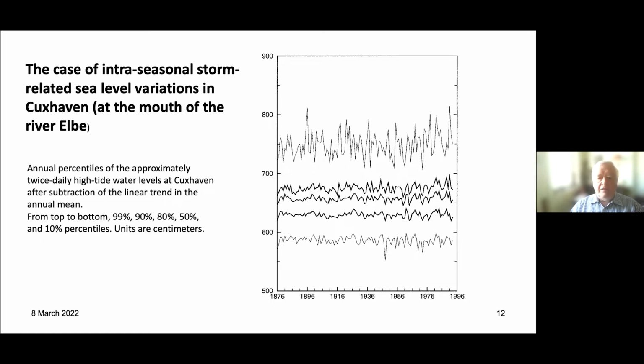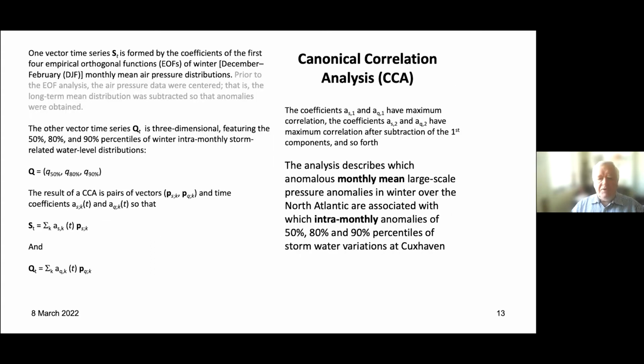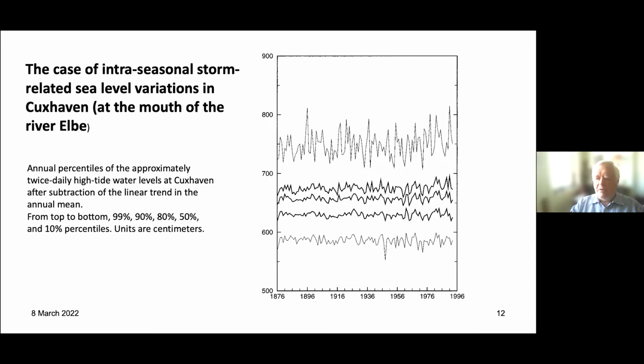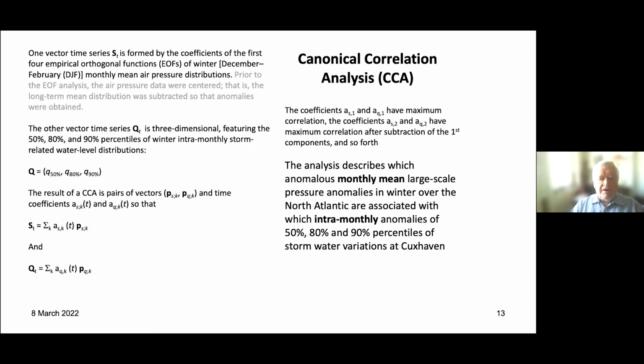There's a substantial annual trend which has hardly anything to do with climate, but is essentially related to modifications of the river. So this is the quantity we want to specify, a vector of these annual statistics. And so we did that by using a canonical correlation analysis, which relates one set of vectors to another set of vectors.